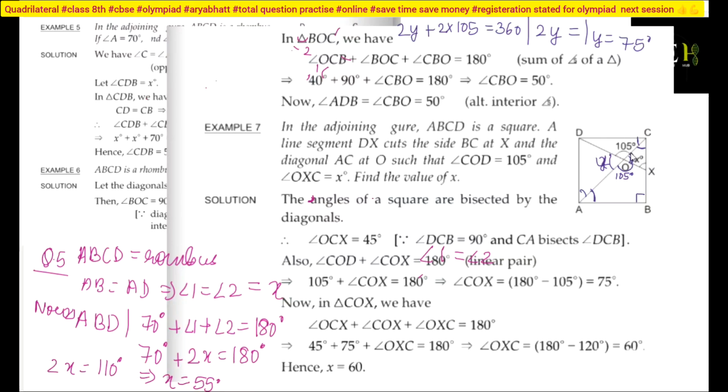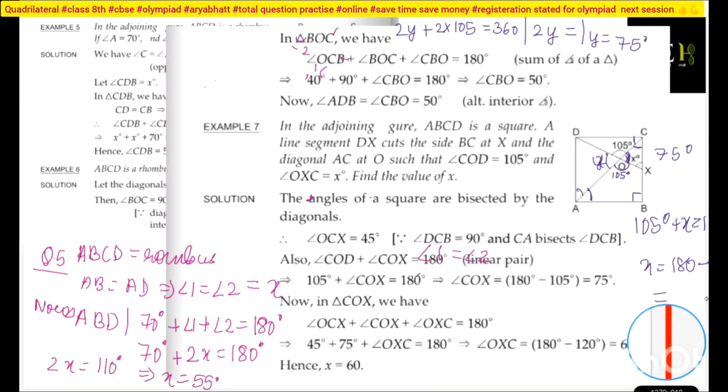Now see, this angle is 75. Yes, absolutely, this x plus 105 is also a linear pair. So I can also do this one as well. 105 plus x is equal to 180 degrees, so x is equal to 180 minus 105. Tell me the value. 75 degrees. That is also very good. So x is found. It is very easy. There is no need to approach it in a complicated way.